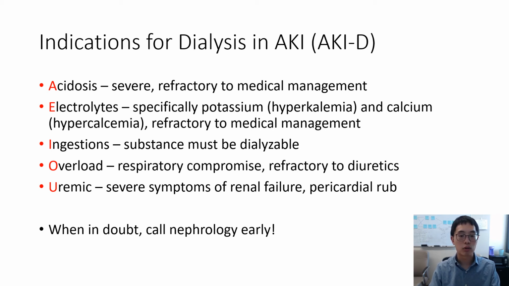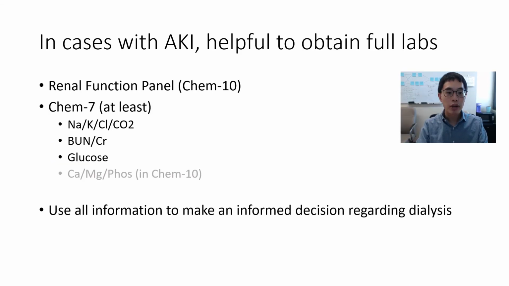When in doubt, when you have a question about whether the patient needs dialysis or not, call us and we'll be able to help triage those patients. When you have patients with AKI, it's helpful to obtain a full set of labs. So at least get a Chem 7, which is your sodium, potassium, chloride, bicarb, BUN, creatinine, and glucose. But if you can get a Chem 10, it can help us to help you out with some other complications of acute kidney injury and chronic kidney disease as well. We use all this information to make an informed decision regarding initiation of hemodialysis in these patients.